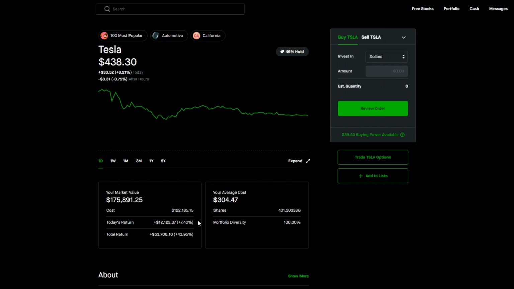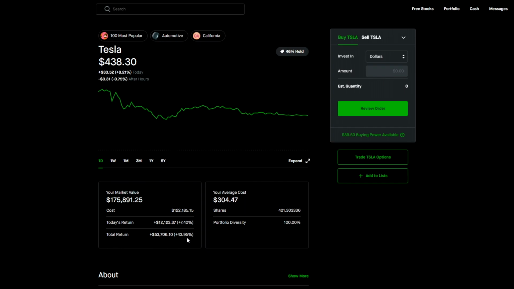And then for the total return for Tesla, we are currently at plus 43.95%, which is plus $53,706.10. And then, as I always like to mention, this gain percentage was actually much higher previously. Just a few months ago, we were at around like 120% in gains. But the reason that has lowered is just because I've been buying so heavily in Tesla recently, and that does raise the cost basis, especially if I've made a really nice gain, like how I said I made like a 120% gain.